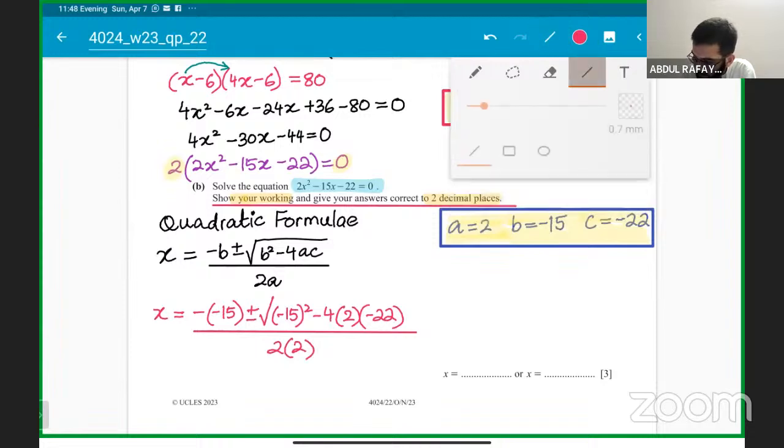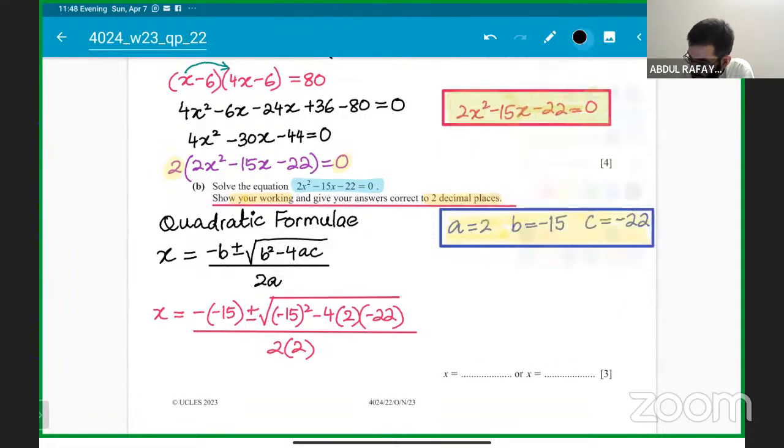So what we have then, sir, is x is equals to positive 15 plus minus, try to solve this in one time in calculator. So minus 15 square minus 4 times of 2 times of minus 22. So I'm getting 401, I think, as the value there, divided by 4. So you will get two answers, students. X is equals to 15 plus square root of 401 divided by 4.